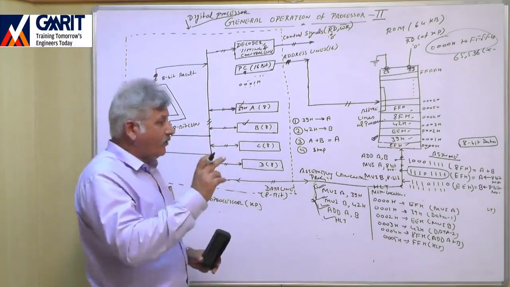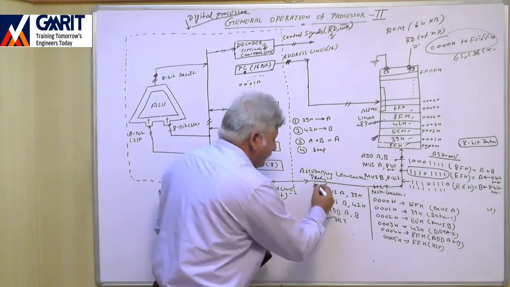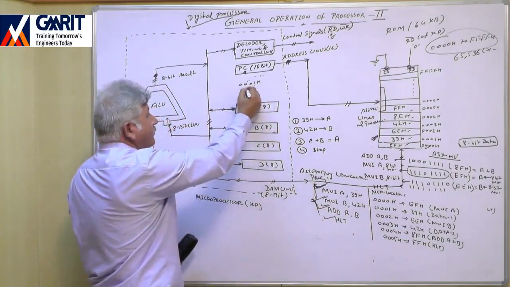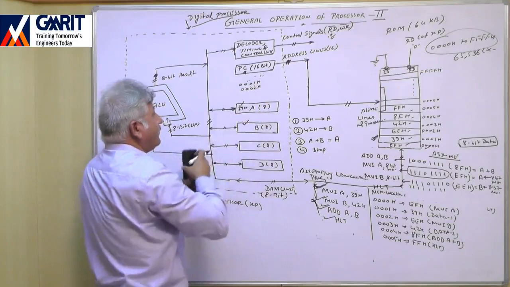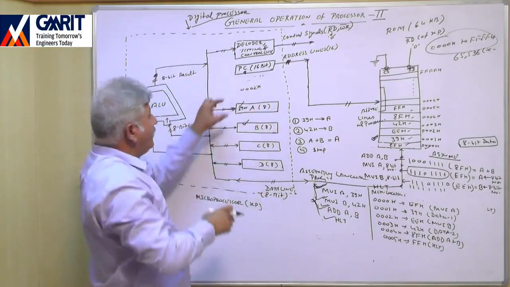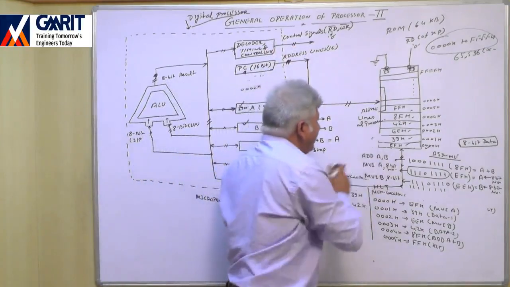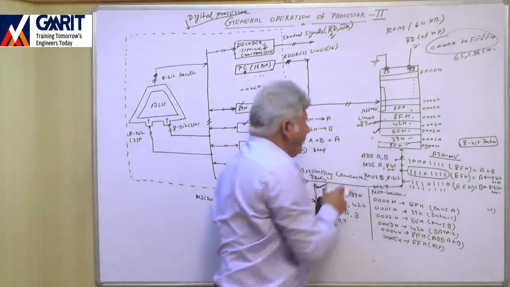After this, execution of the first instruction is completed. Now PC will again be incremented by 1, so it will become 0002H. Now this address is available over the address line. Due to this, this location will be activated.